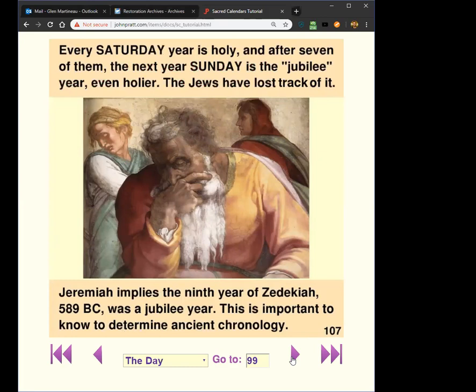Now, you can go from what Jeremiah implies, this is a technical thing, that the 9th year of Zedekiah was a Jubilee year. And that's important to know. Why? Because the Jews have lost track of when the Jubilee years are. They don't know. Jonathan Cahn made an educated guess of a year for the Jubilee year, starting in the fall of 2015. That's not when it happened. The Jubilee was in the fall of 2008, 7 years earlier. 8 and 7 is 15. That sounds right. I remember it's just before Obama, who was elected in the fall of 2008.